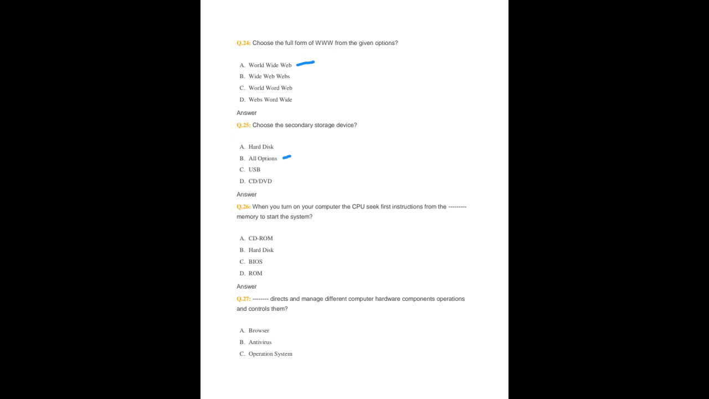When you turn on your computer, the CPU seeks first instruction from the memory to start the system. Very good. Directs and manage different computer hardware components, operations, and control them. Operating system. Yes. Operating system.